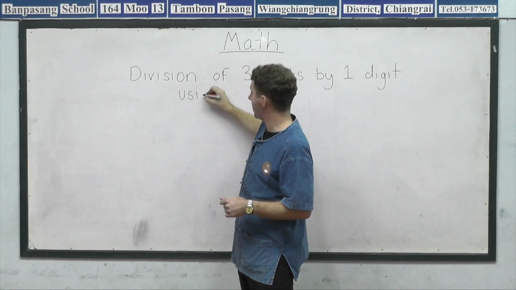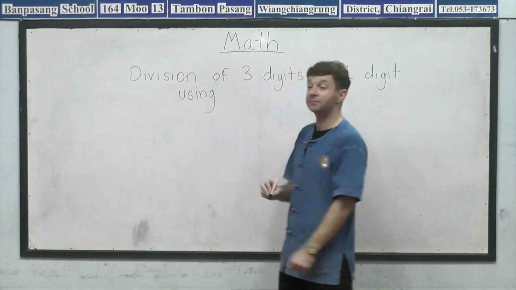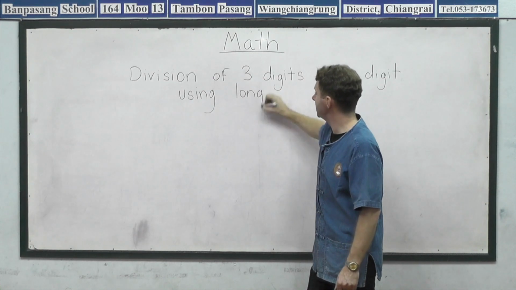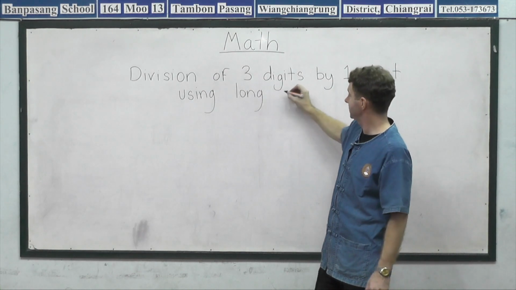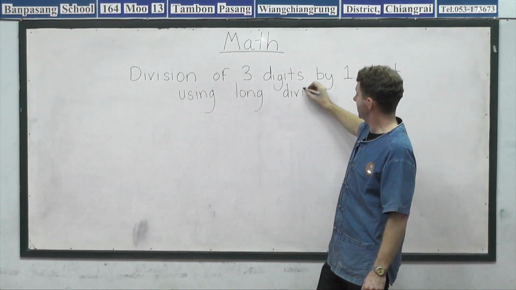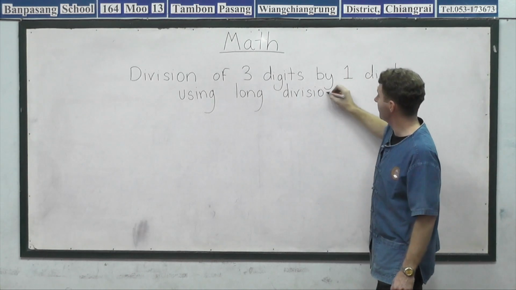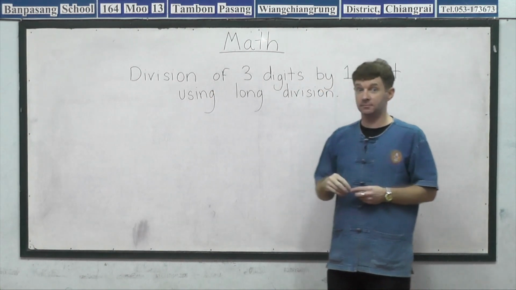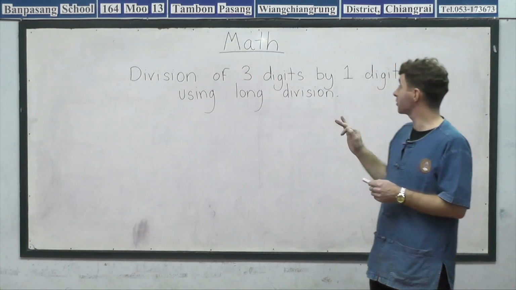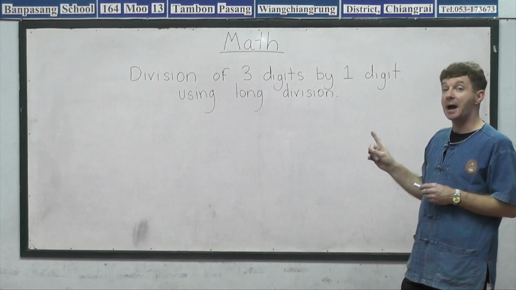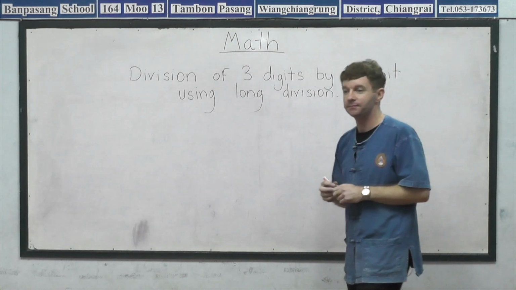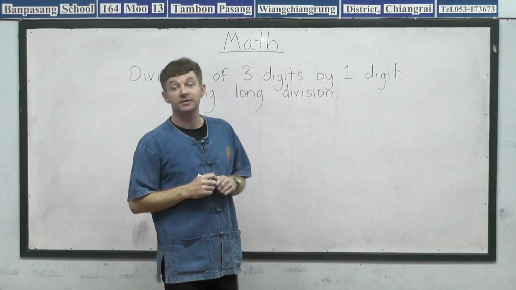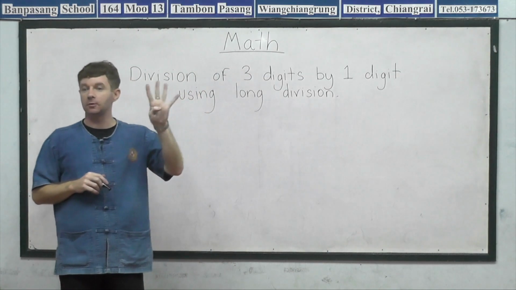Using. U-S-I-N-G. Long. L-O-N-G. Division. Excellent guys. All together, division of 3 digits by one digit using long division. Yes. How many steps do we use in long division?